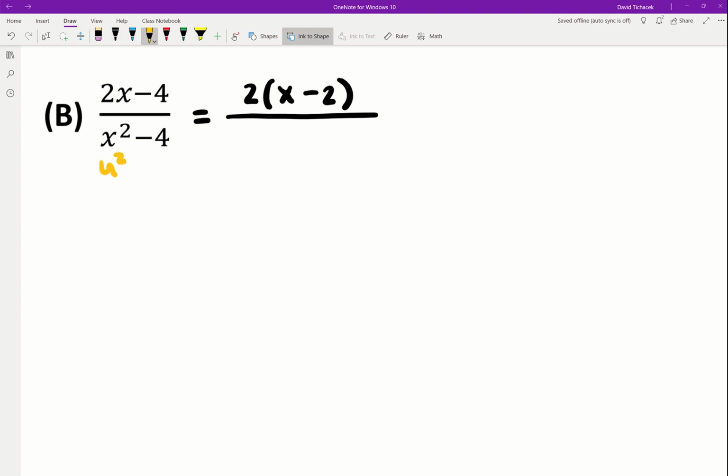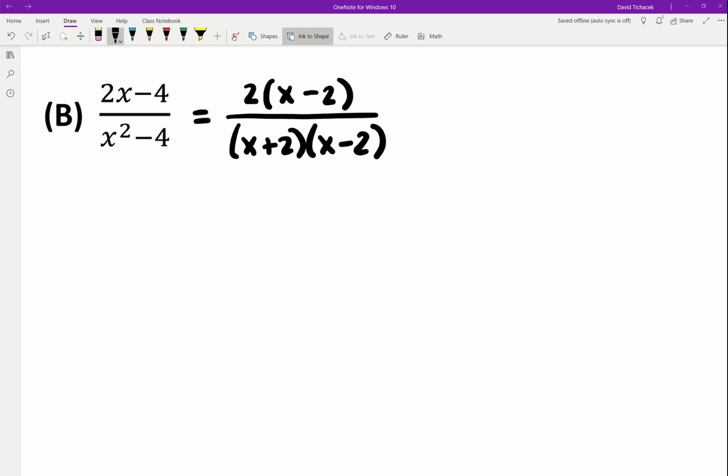It's something that looks like u squared minus v squared. And I'm not going to get too bogged down with how to factor that. You can go ahead and check a previous video if you want to brush up on how to factor these types of polynomials, but I'll just go ahead and give away the factorization. We have x plus 2 times x minus 2, okay?